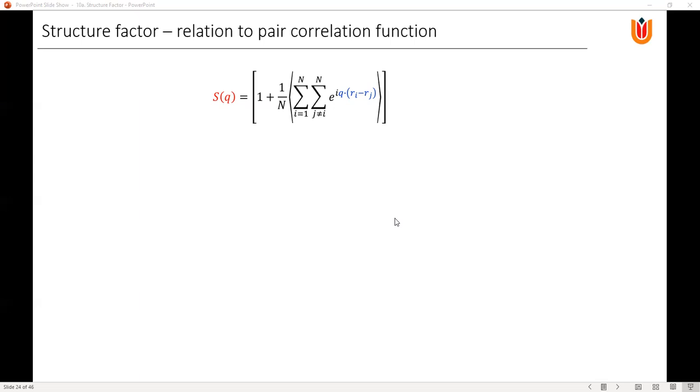Of course, we encountered already a function that described that. That was the pair correlation function. Can someone describe to me what the pair correlation function was, or what it described, what it looked like?